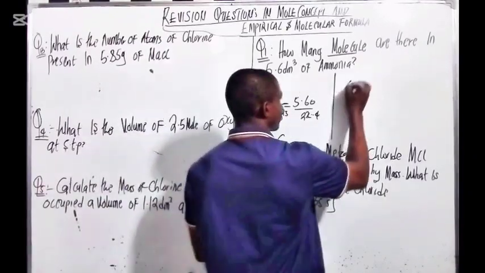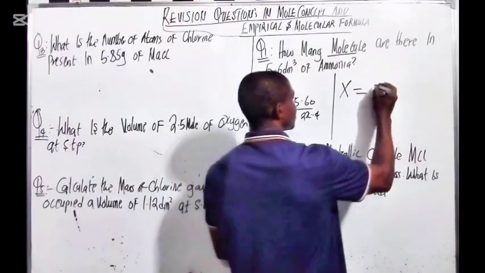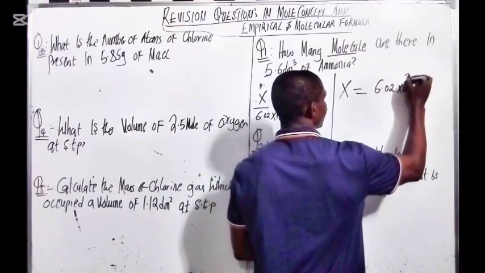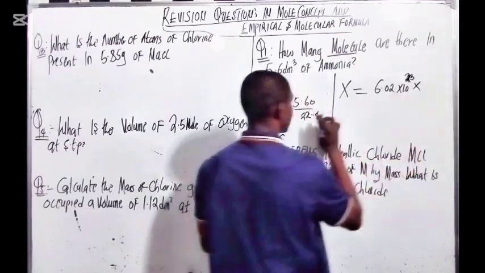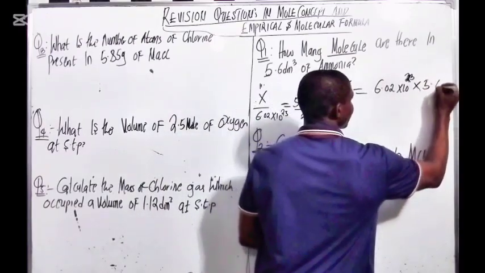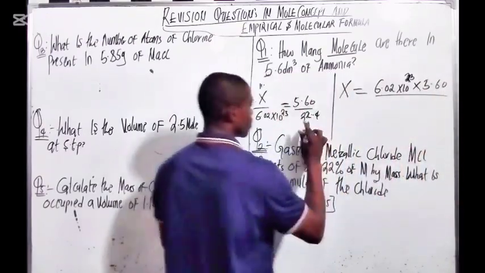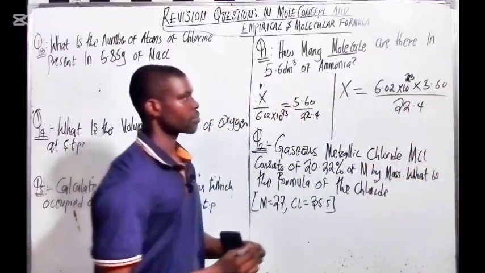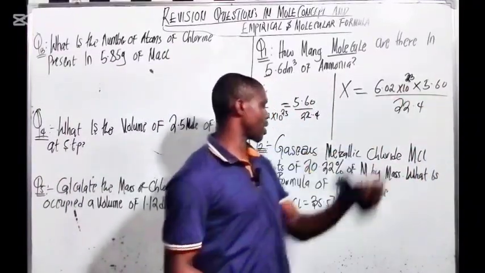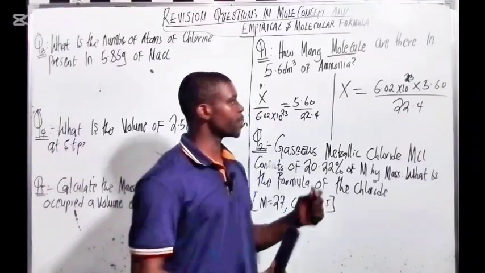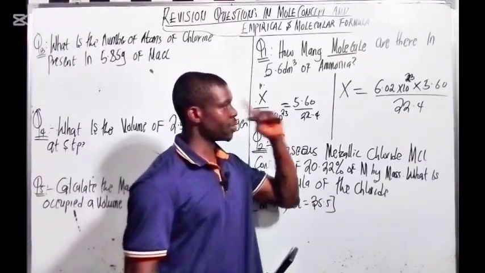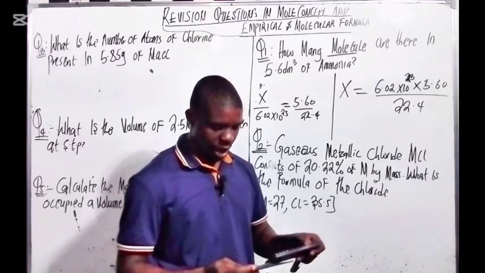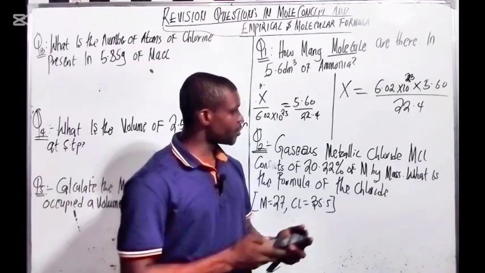So my x here in mathematics is going to be 6.02 times 10 to the 23 times 5.60 over 2.4. This is that. So here we use your calculator: 6.02 exponential 23 times 5.60 divided by 2.4. So you have this one here.